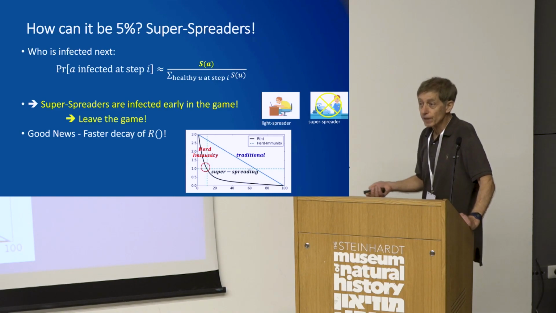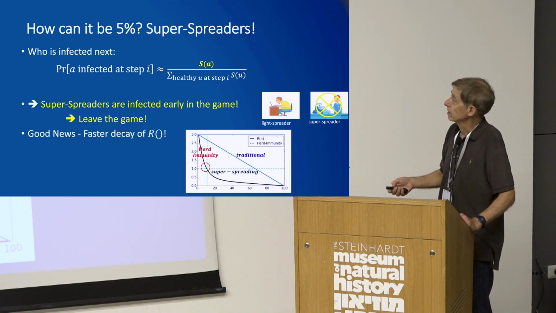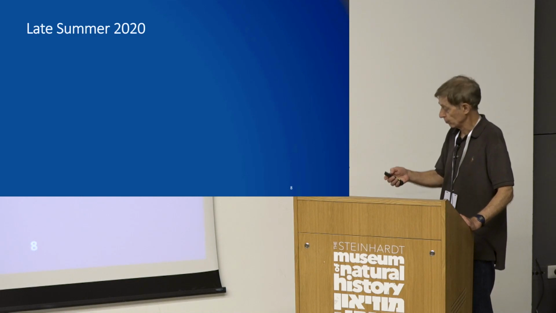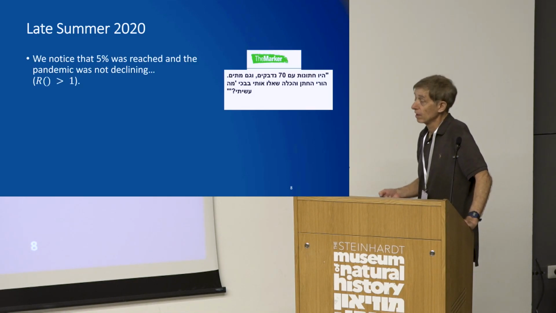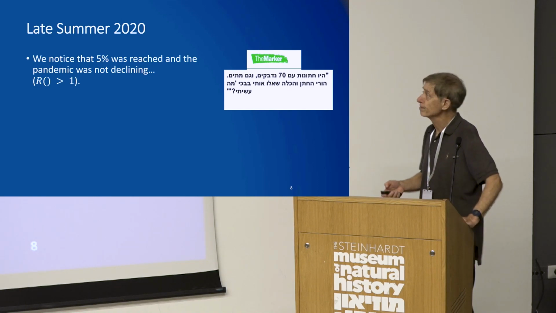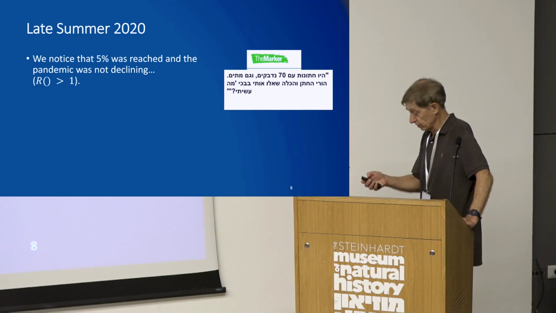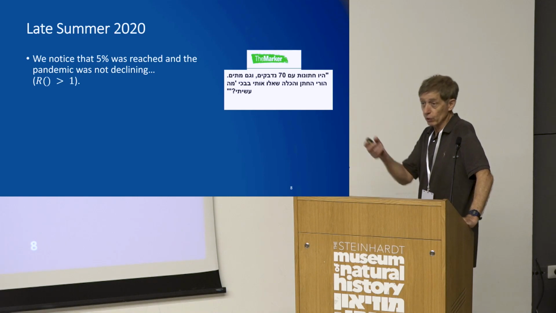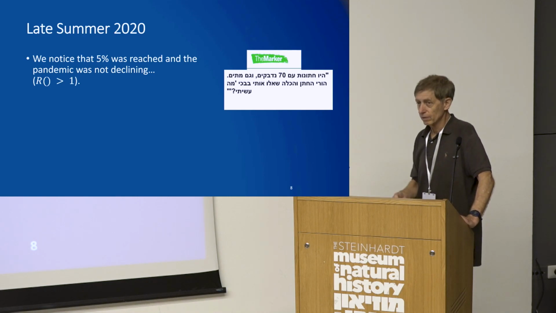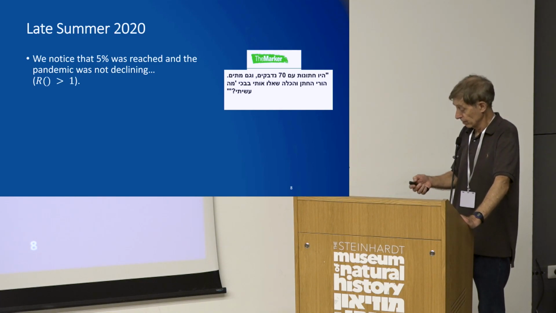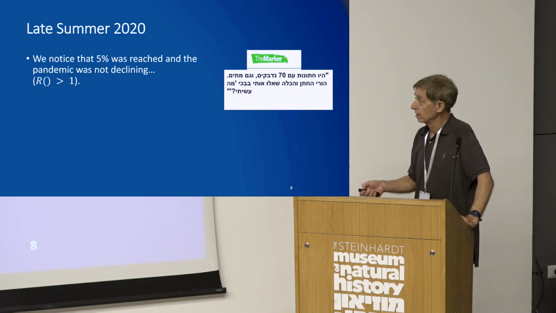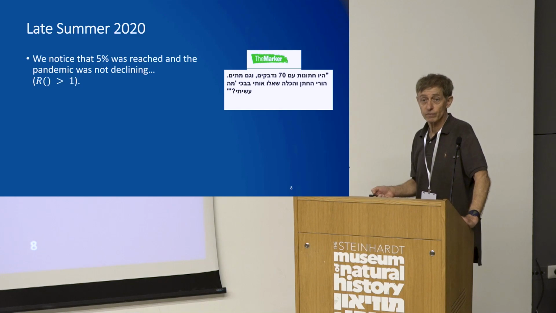So, good news and very optimistic in early summer of 2020. And what happened in late summer 2020? Some of you call it wave 2. But what we saw is two things. First of all, we noticed that around 5% of the population was already infected, but the pandemic didn't die out.